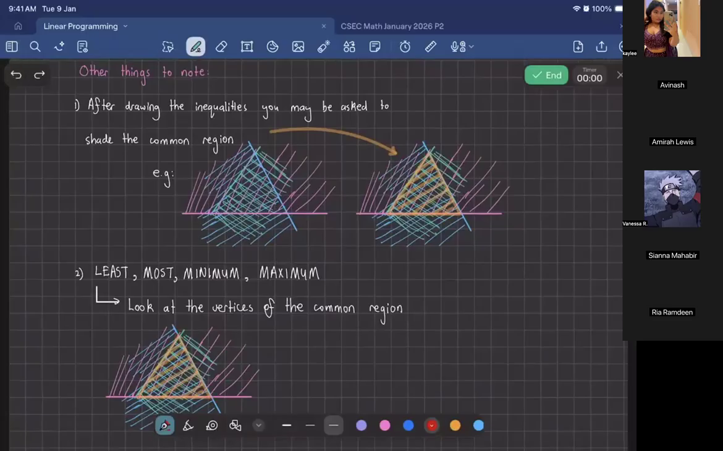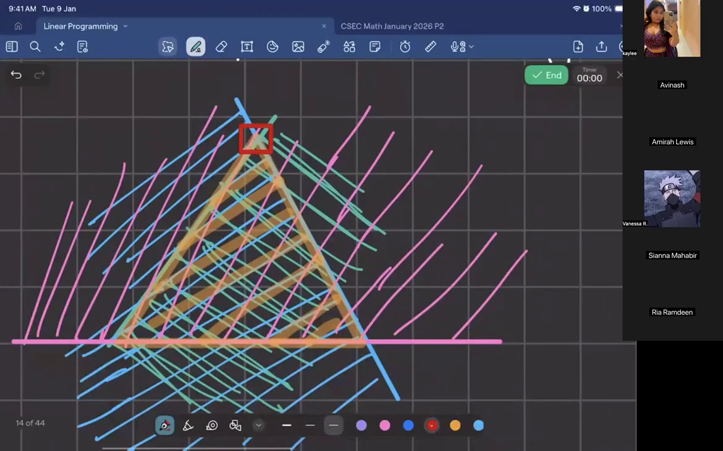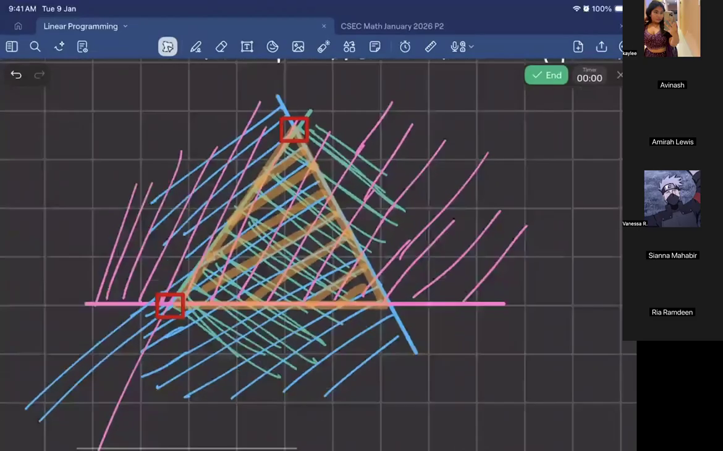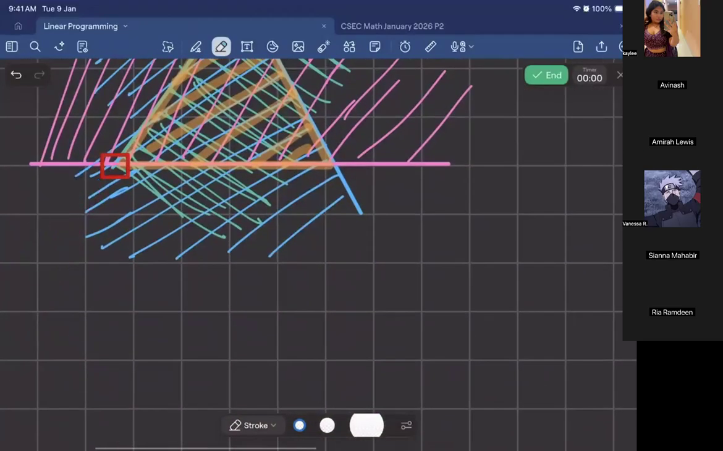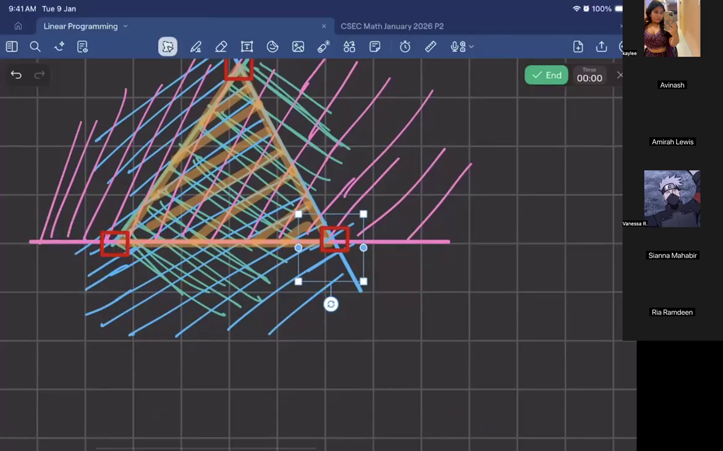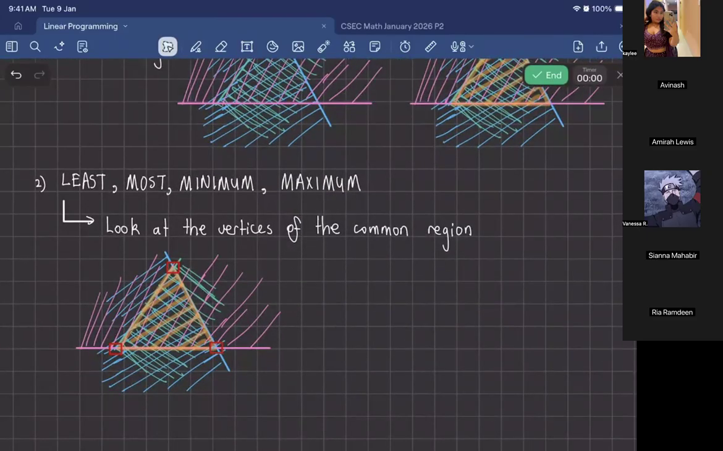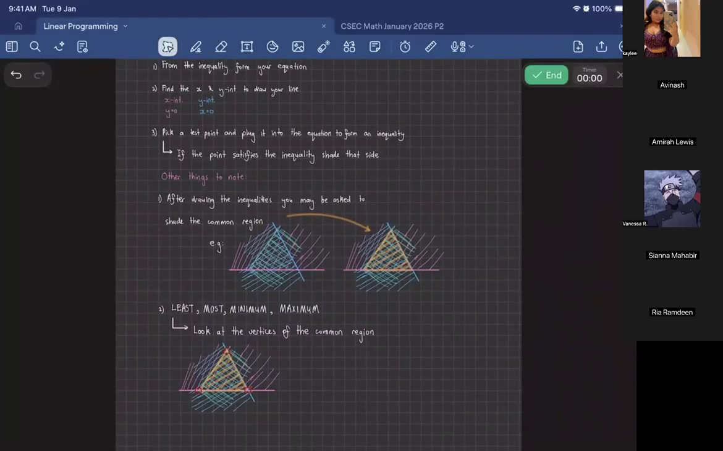Let me know if you're seeing that. So I have one over here. Yes, sir. Let me just highlight them. All right. Could everybody see the vertices there? Yes, sir. Good. So once you know this, you should be okay with linear programming. This is essentially all you need to know for it, right?